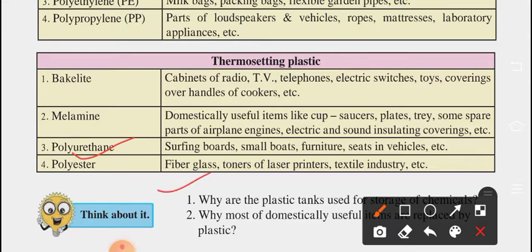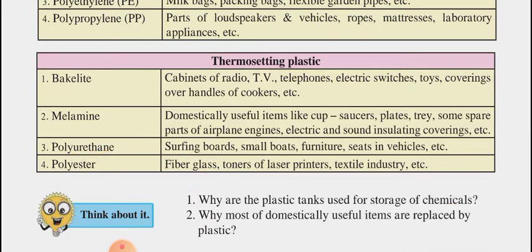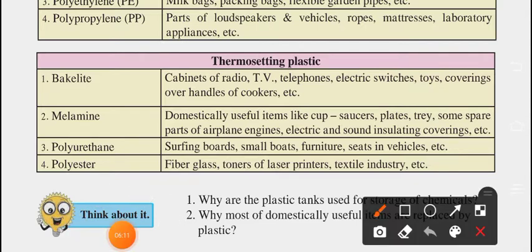Polyester: like fiberglass, toners of laser printers, textile industry. All these are the uses of thermosetting plastic.